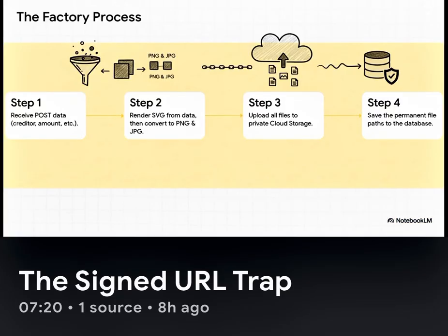First, it gets the post data. Then it renders an initial SVG from that data. And this next part is really important. It converts that SVG into other handy formats like PNG and JPG. Then it takes all of those files and uploads them to a private cloud storage bucket. And here it is, the absolute most critical step of all. It saves the permanent, unchanging file paths, not the temporary URLs, into our database. That's the secret sauce right there.